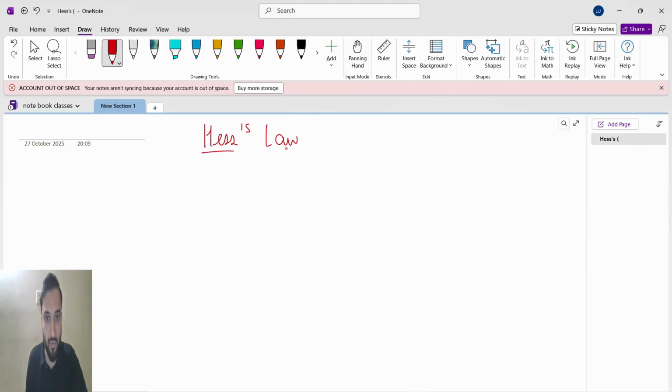Okay, so we will see Hess's law. Hess's law, or Hess law, whatever you can say, it's a law. Here, I will write Hess's law in a simple definition so you can understand it properly. So Hess's law means we will say the enthalpy change.